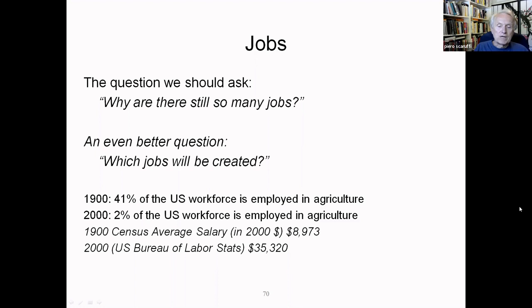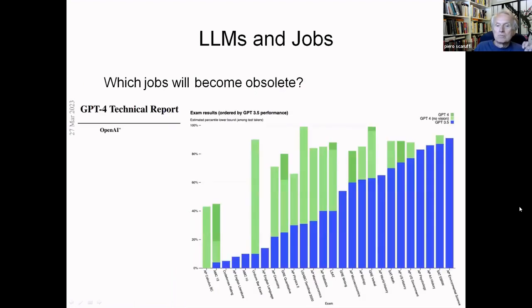Between 1900 and 2000, what happened to the average salary in the United States? This is in 2000 US dollars. Well, the salary increased 4 times. So the answer is not easy because there are so many implications, but I don't think that predicting the apocalypse is good, other than for selling a lot of copies of your book.